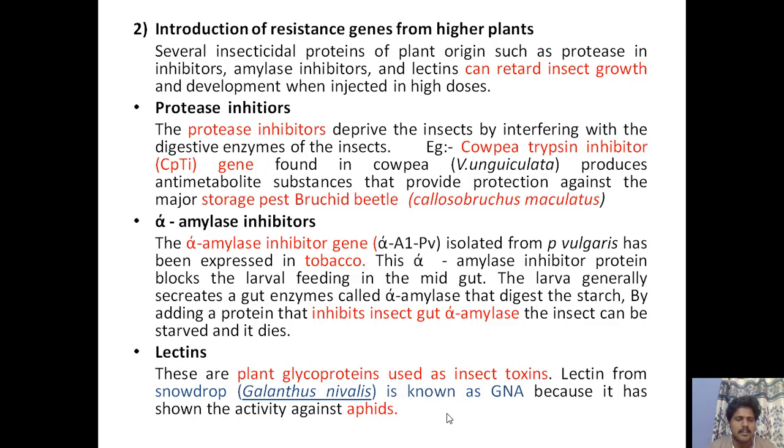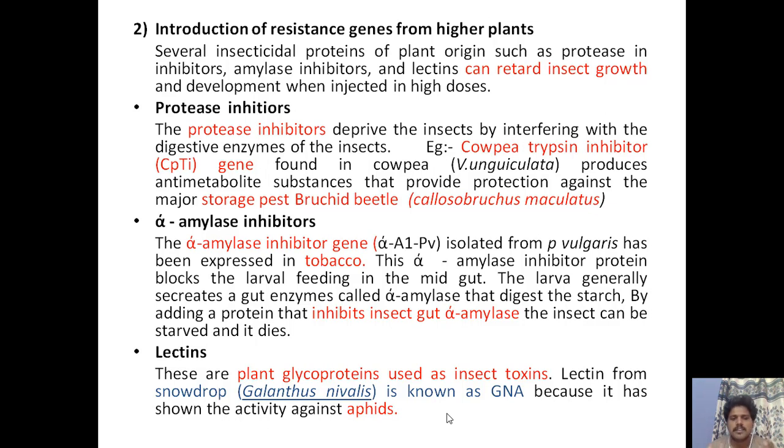Then alpha amylase inhibitors. This gene is isolated from Phaseolus vulgaris and is expressed in tobacco, and it inhibits the insect gut alpha amylase. The larva generally secretes a gut enzyme, amylase, that digests starch. By adding this protein that inhibits the amylase, the insect starves and dies. It doesn't get food. Though it consumes starch, it cannot convert it into a useful thing because of the lack of amylase.